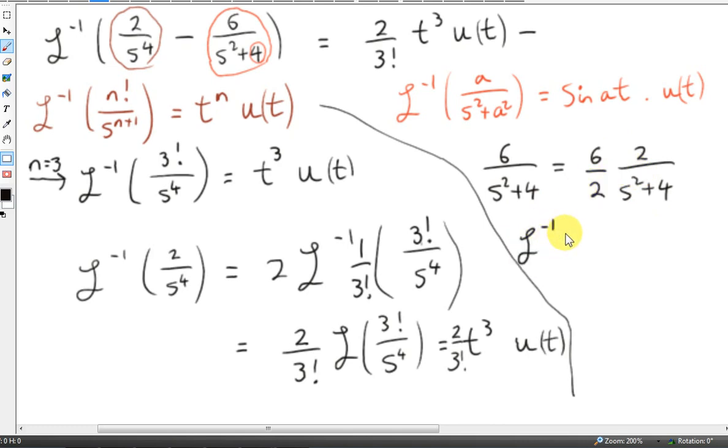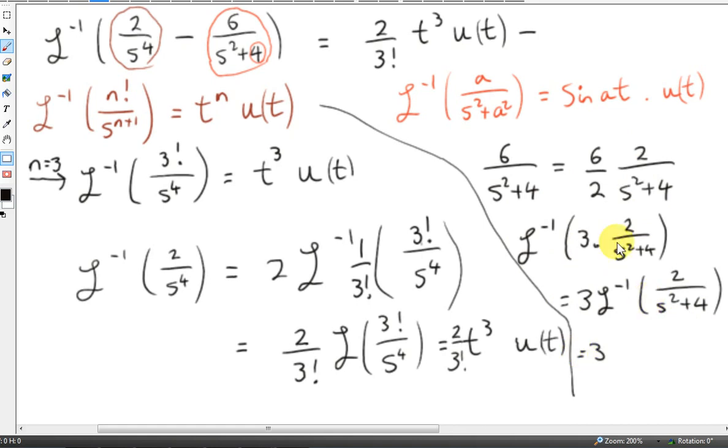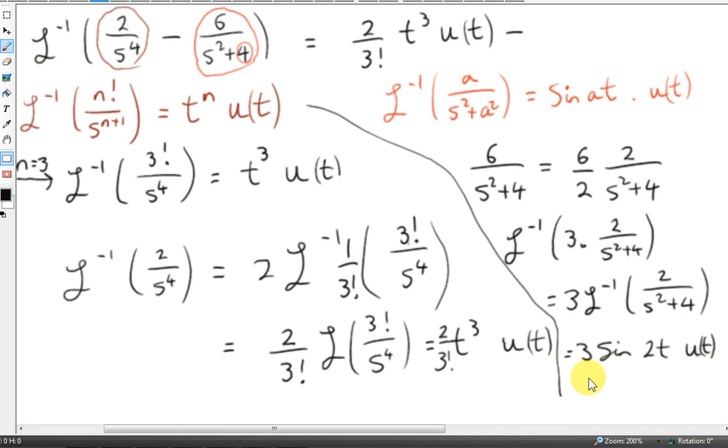So now to get the inverse transform of 6 over 2, which is 3 times 2 over s squared plus 4, we can use the linearity property. We can take the 3 out, so it's just 3 times the inverse transform of 2 over s squared plus 4. And then we look up our table. A is 2, so we get 3 sine 2t times u of t. So we can put these two together for our answer.